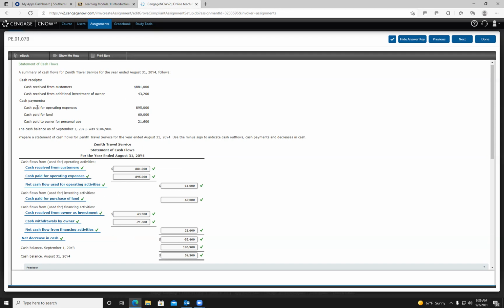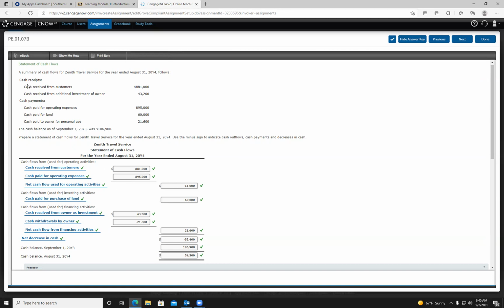Then you would come back up here and look for any cash payments that were directly related to operating activities. Again, we have cash paid out for operating expenses of 895,000. So we select cash paid for operating expenses and plug in the negative 895,000. Next we select the net cash flow used for operating activities and do the math. Take the 881, subtract out the 895, and that gave us a net cash flow used of negative 14,000. So we had a negative net cash flow for operating activities.